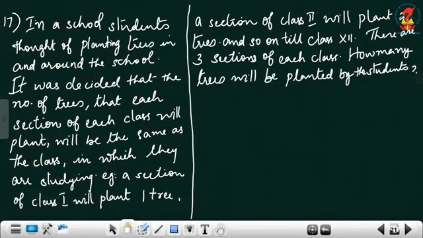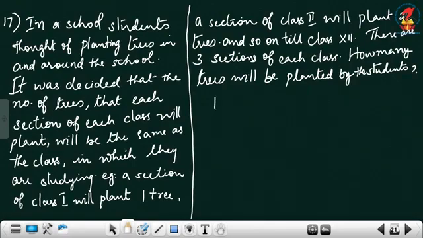17th question. In a school, students thought of planting trees in and around the school. It was decided that the number of trees that each section of each class will plant will be the same as the class in which they are studying. For example, a section of class 1 will plant 1 tree, a section of class 2 will plant 2 trees, and so on till class 12. There are 3 sections of each class. How many trees will be planted by the students?